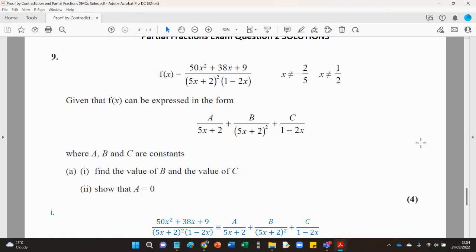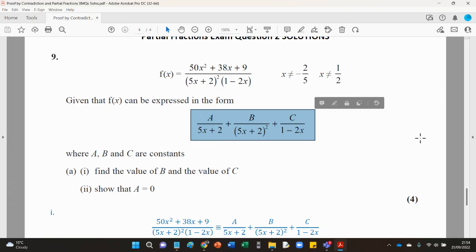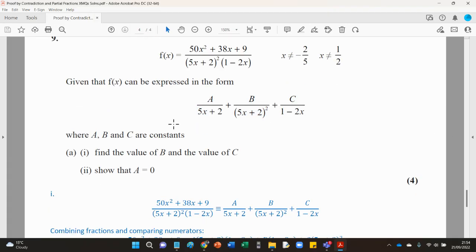For the second question, it's very similar, but this time we have repeated roots in the fraction. So we need to make sure we multiply the top and bottom of this first fraction by another 5x add 2 bracket, as well as a 1 minus 2x bracket. The b fraction needs multiplying only by 1 minus 2x, so that its denominator will match the original one. And c needs multiplying top and bottom by 5x add 2 squared, so that its denominator matches the original.